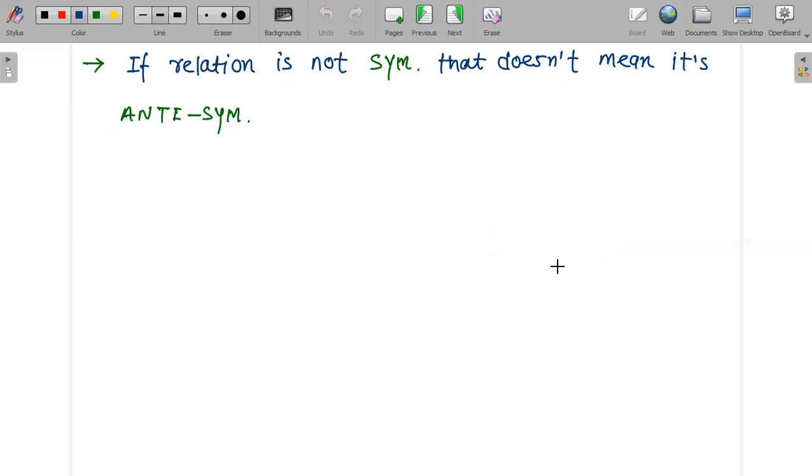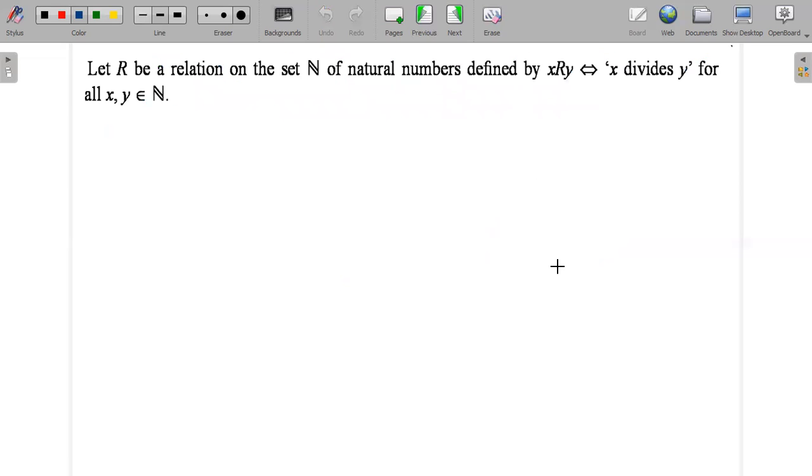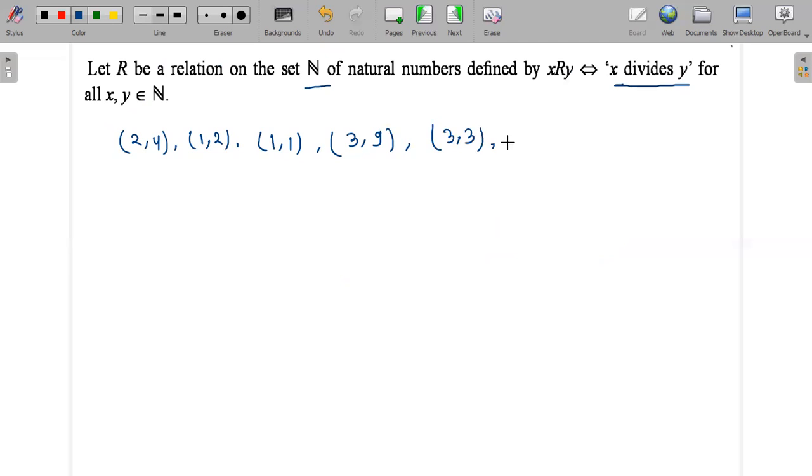There you go. Let me take one more example. It's a relation defined on set N, the natural numbers, such that x divides y. So if x divides y, a bunch of ordered pairs will be there, such that 2 divides 4, 1 divides 2, also we have 1 divides 1, then let me take a few more, 3 divides 9, 3 divides 3 also, then 5 divides 5, and so on and so forth. Many will be there, but these are a couple of them.